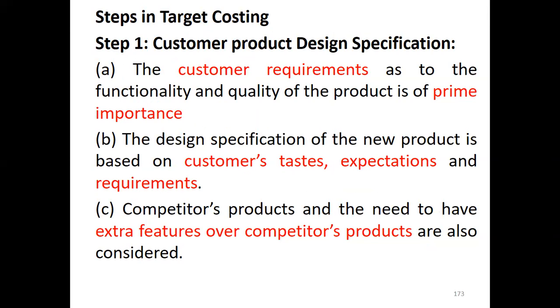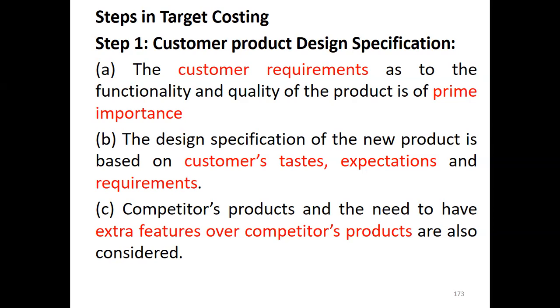Now let us see what are the steps involved in the target costing. So there are 5 to 6 steps. 6 steps are there. To implement this target costing in the industry, we have to go by these steps. So first step is the customer product design specification. What we are doing, the product which we wanted to design or the product we wanted to sell into the market, uska design specification karna pehla activity hai.